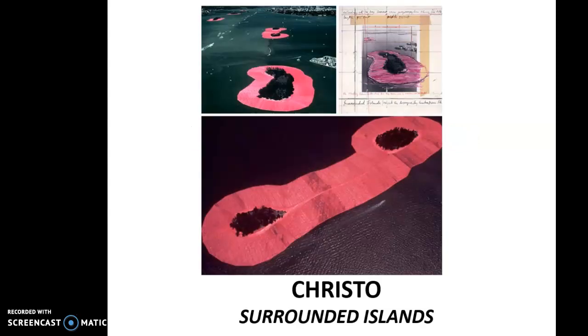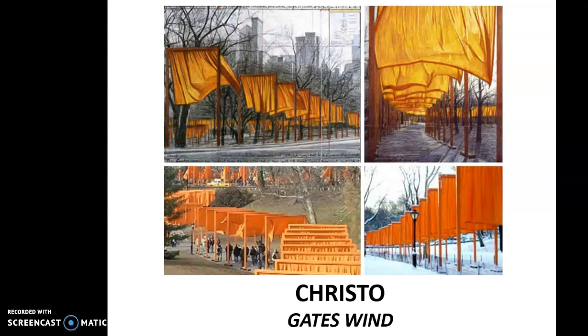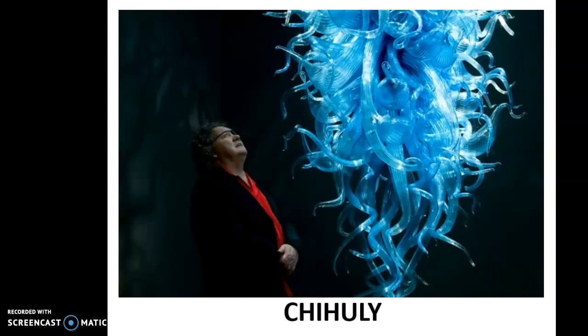Now, when we look at installation, there are some installation artists that are famous, and Christo is one of them. Christo is an installation artist who does things in fabric. So this is the Surrounded Islands. All of that pink is fabric that is wrapping around and going over the water and around those islands. This is The Gates, which was actually done in New York, in Manhattan, and it was a series of these orange flags that we see here.